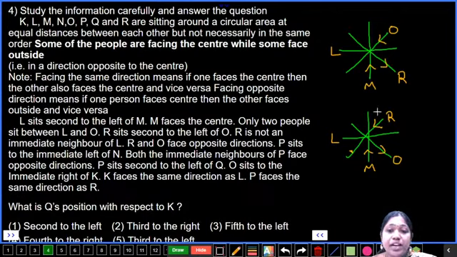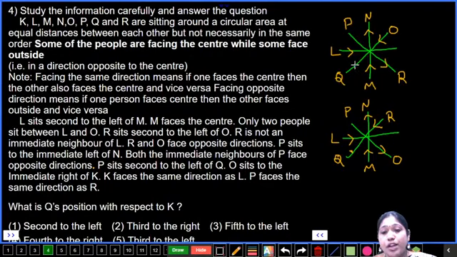P sits to the immediate left of N. Two places should be available. I'll place here. How is P placed? P is sitting to the immediate left of N. So I'll place the same condition here, P and N. Both the immediate neighbors of P face opposite directions. So L will be facing inside. So in this condition L will be facing inside. P sits second to the left of Q. So I can place Q here. How is P being placed? P is sitting second to the left of Q. So inside, definitely inside. Only then can P be placed second to the left.